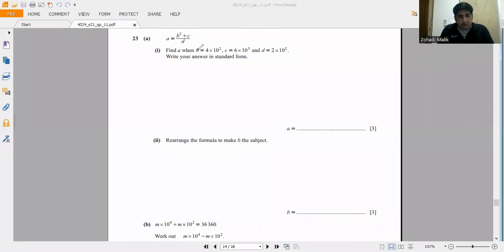A is equal to b square plus c over d. Find a when b is equal to 4 into 10 power 2, c is equal to 6 into 10 cube, d is equal to 2 into 10 square. Okay, let's replace the values. So b is 4 into 10 square, whole square, because it is b square, plus c value is 6 into 10 cube, over d is 2 into 10 square.